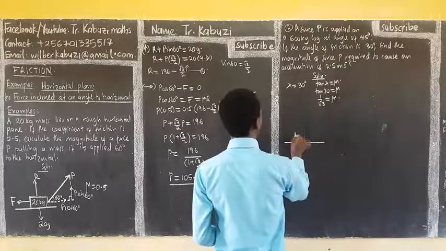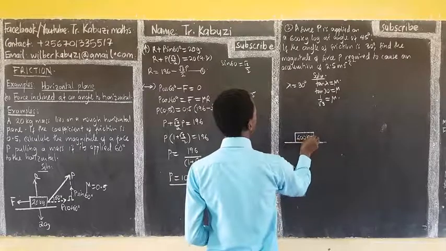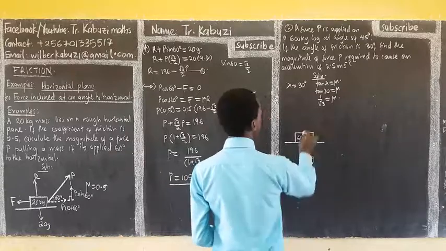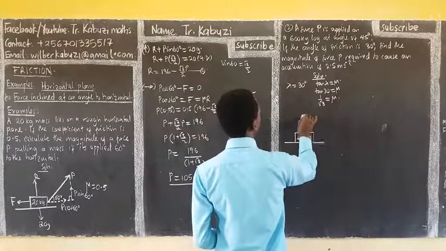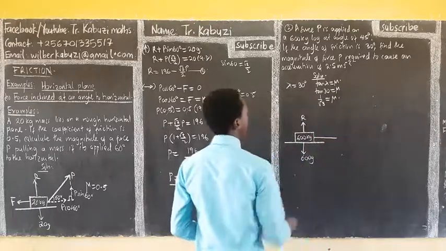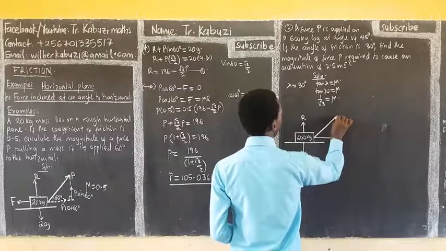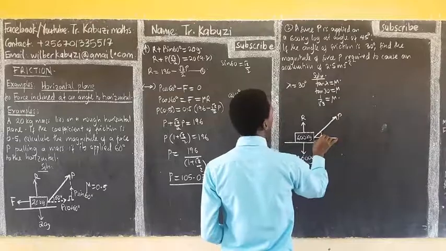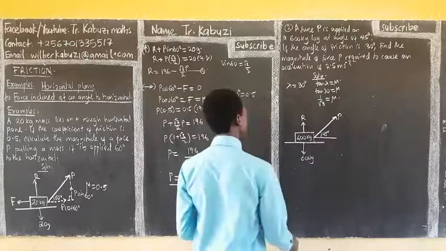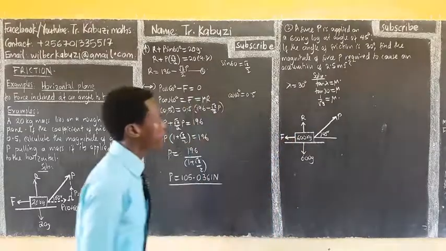I have a body. It's 600 kilograms, meaning the weight, we shall get the mass times the gravity. We are going to be having a reaction. Now this body, there is a force that is applied. This is our force, P, applied 45 degrees to the horizontal. This is our horizontal. So there is a force, of course, which is going to oppose that motion like that.